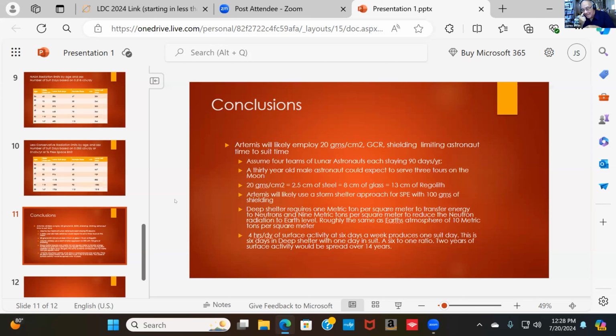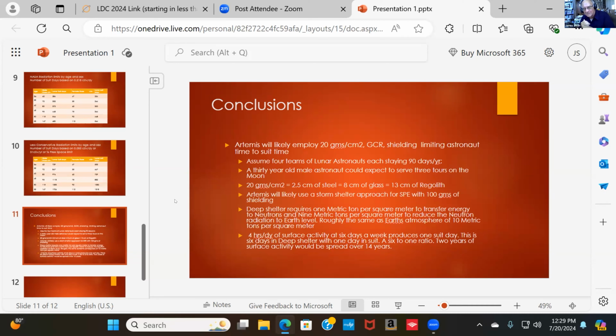Artemis will likely use a storm shelter to protect the astronauts from solar proton events. I'm estimating 100 grams of shielding for the storm shelter. If we go beyond 100 grams, then we start seeing also a reduction in galactic cosmic rays, in which case, rather than having a simple storm shelter, I would expect NASA to make use of that area as, say, sleeping quarters to further help reduce the galactic cosmic ray effects.